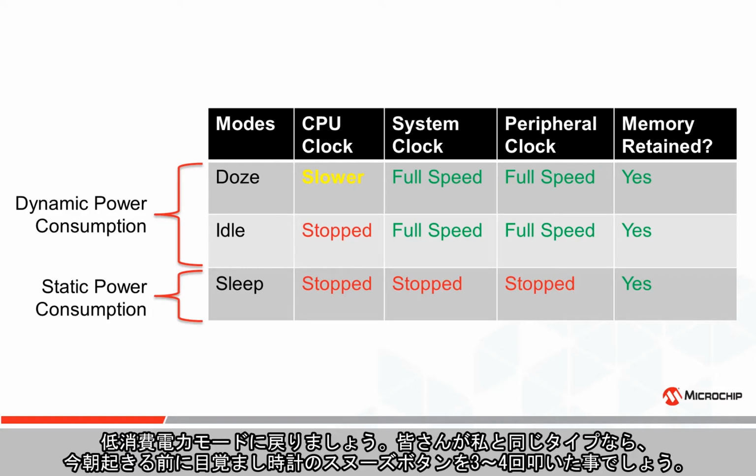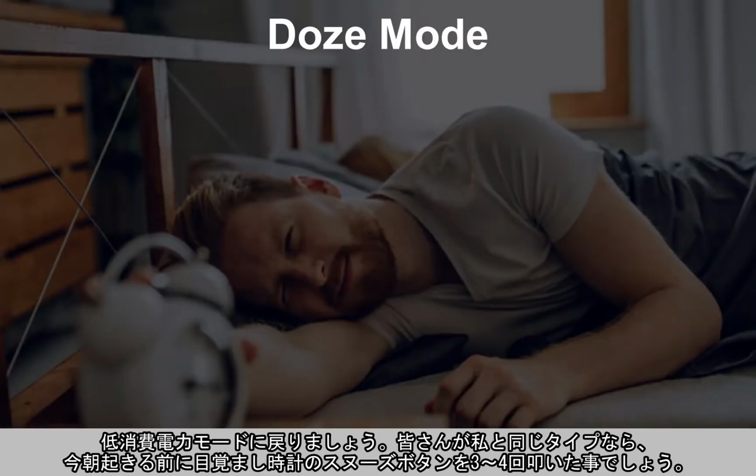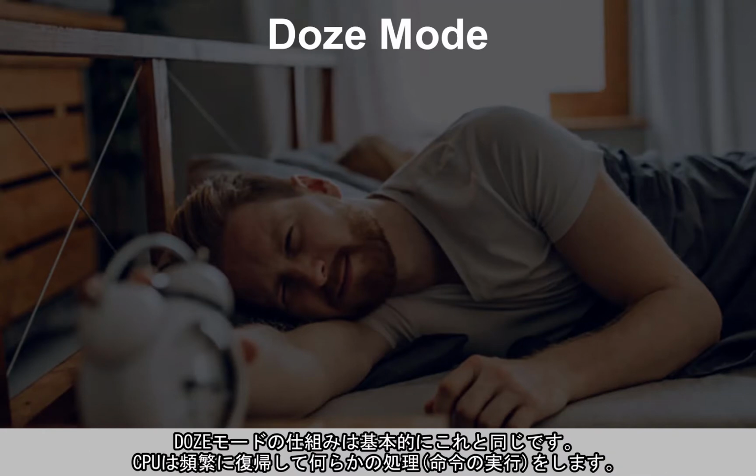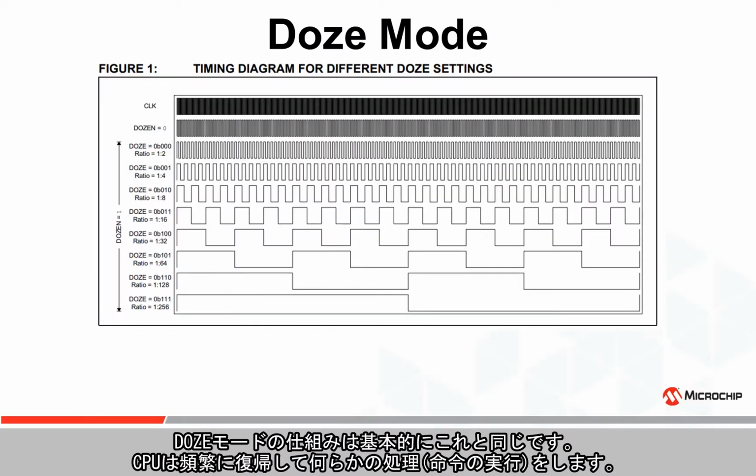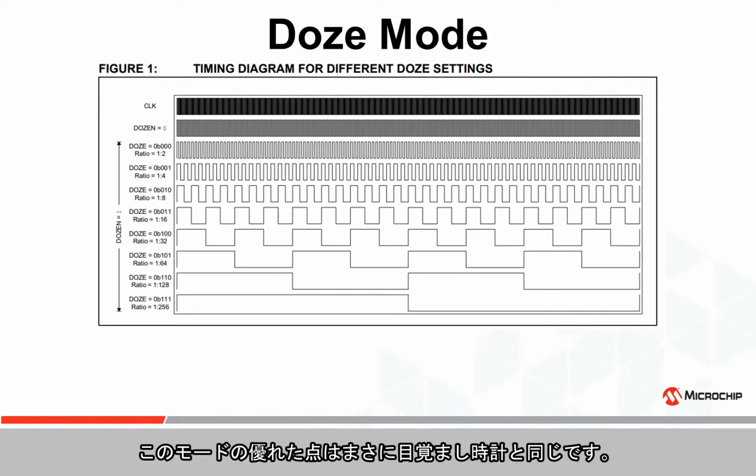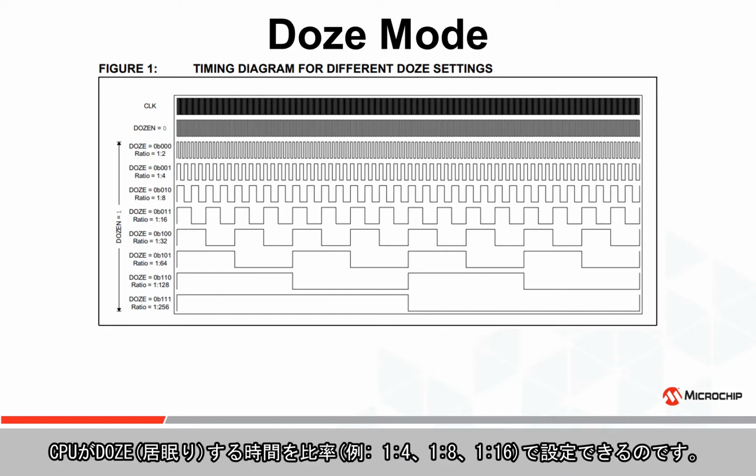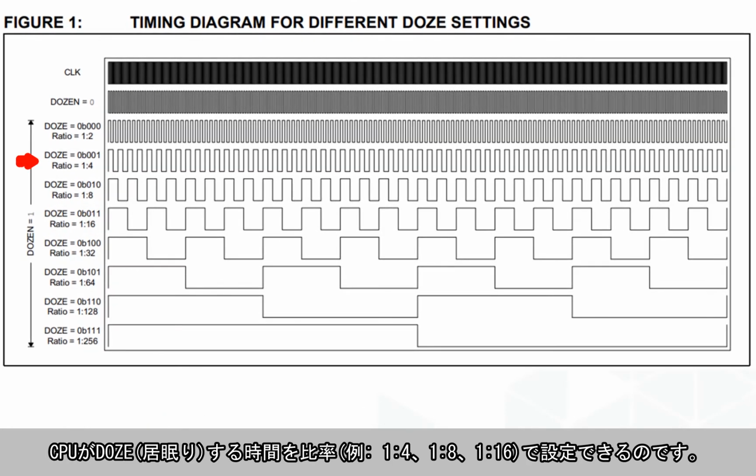Okay, so back to the low power modes. Now, if you're anything like me, you probably hit the snooze button on your alarm clock 3 to 4 times before waking up today. So this is basically how the doze mode works. The CPU will wake up every so often and do something, aka execute an instruction. And the cool thing about this mode is that just like your alarm clock, you as the developer get to decide how long the CPU will doze for in the form of a ratio. For example, 1 to 4, 1 to 8, 1 to 16, etc.